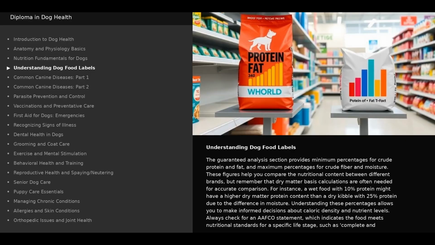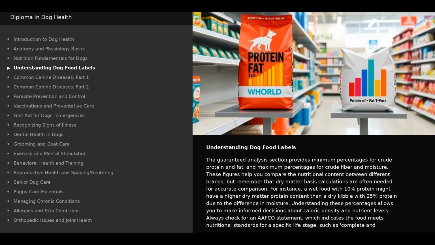The Guaranteed Analysis section provides minimum percentages for crude protein and fat, and maximum percentages for crude fiber and moisture. These figures help you compare the nutritional content between different brands, but remember that dry matter basis calculations are often needed for accurate comparison. For instance, a wet food with 10% protein might have a higher dry matter protein content than a dry kibble with 25% protein due to the difference in moisture.